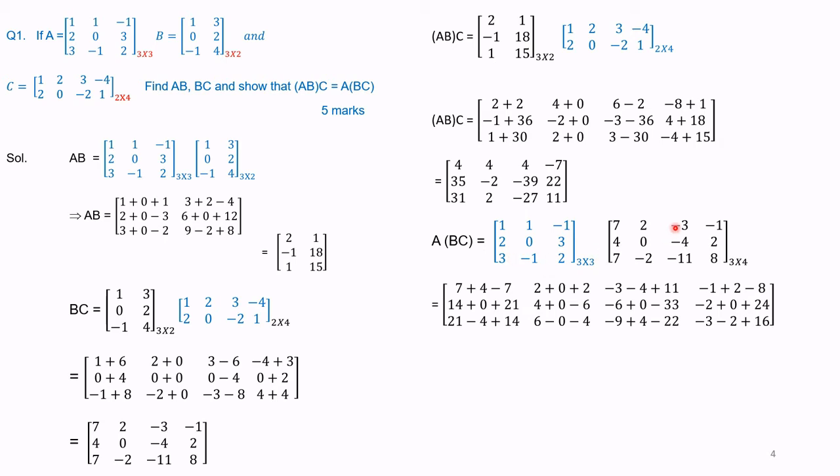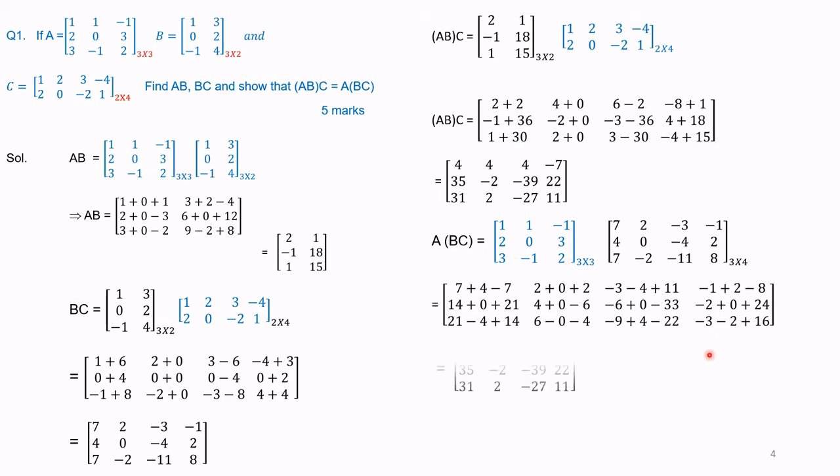So 3 into 3 is 9, minus 9, minus into minus plus 4, and 2 into minus 11 is minus 22. And finally, third row, fourth column. 3 into minus 1 is minus 3, minus 1 into 2 is minus 2, 2 into 8 is 16.